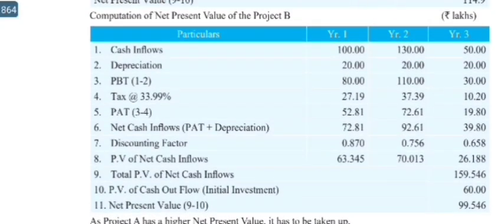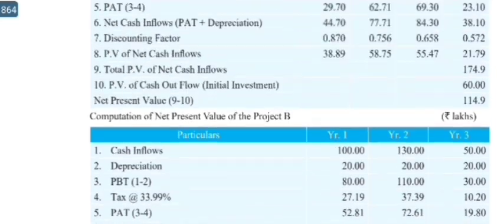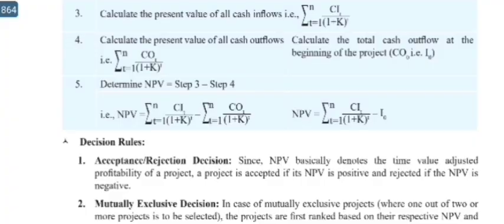So how will we choose the project? We will compare the net present value of both projects. The project with the higher net present value should be chosen. If we are taking a decision on one project alone, then if the NPV is positive, we will accept the project. If NPV is negative, we will reject the project. If NPV is equal to 0, it is up to the decision of the management.